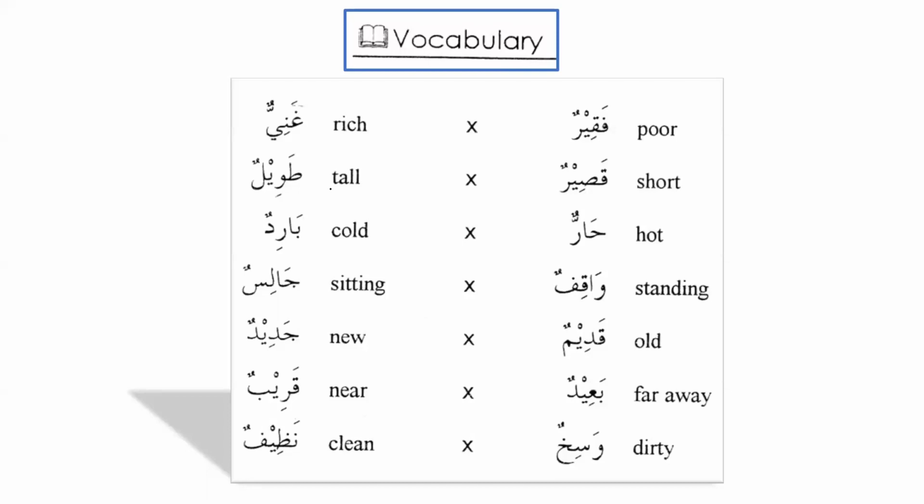Tawilun, it can be tall or long. In the lesson we have learned tall. Qasirun means short. And then we have baridun, cold. Harun, hot. Jalisun, sitting. Waqifun, standing. Jadidun, new. Qadimun, old. And as you know, ghaniyun and faqirun, all of them are adjectives. So there is no need to put a or an before them. We have qaribun, near, ba'idun, far away, nadifun, clean, and wasikhun, dirty.